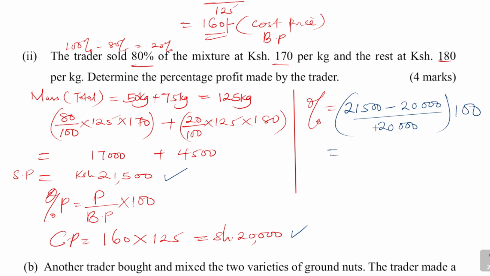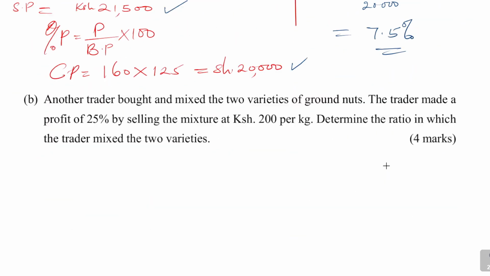So this gives 21,500 subtract 20,000, you get 1,500 divided by 20,000 multiplied by 100. When you work this out using a calculator, 1,500 divided by 20,000 multiplied by 100 gives 7.5%. So that is how you're supposed to determine the percentage profit made by the trader. We go to part B.